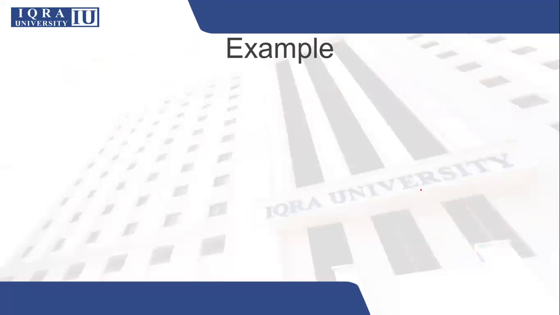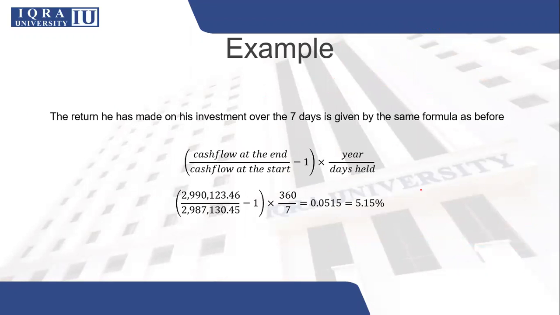Now you're plugging in the values. This is the cash flow at the end. This is the cash flow at the start. 360 because the question was in US dollars, and days held: you hold it for 7 days. So calculated, it will come to 0.0515, which means 5.15%. So this investor bought the commercial paper for just 7 days, and this is the return that this investor has gained from purchasing and selling this commercial paper.